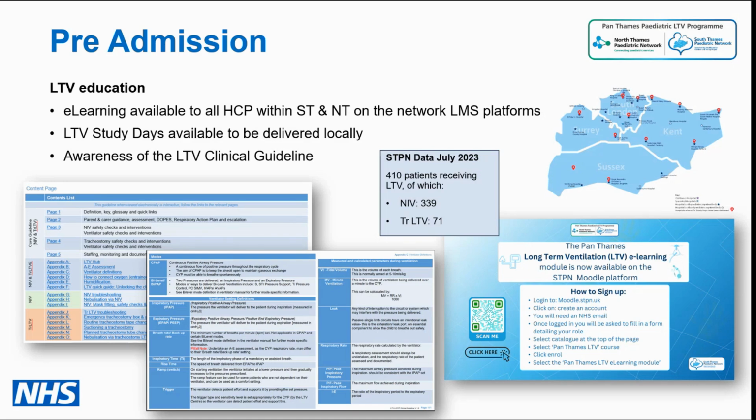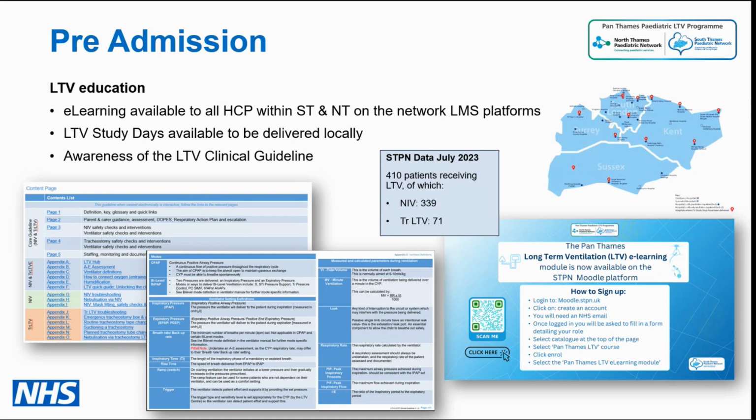Our tertiary centres are all located in London. Our tertiary centres for LTV are King's College Hospital, St George's Hospital, Evelina London, Royal Brompton Hospital. And some of our patients may also be under north of the Thames, which is Royal London and Great Ormond Street.